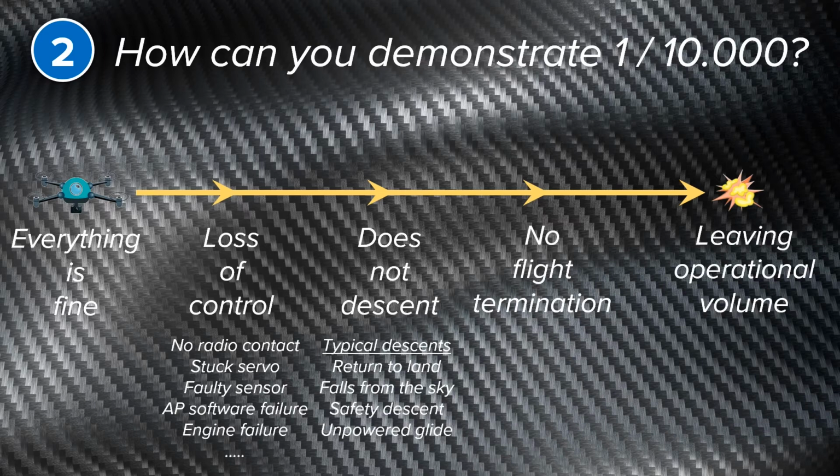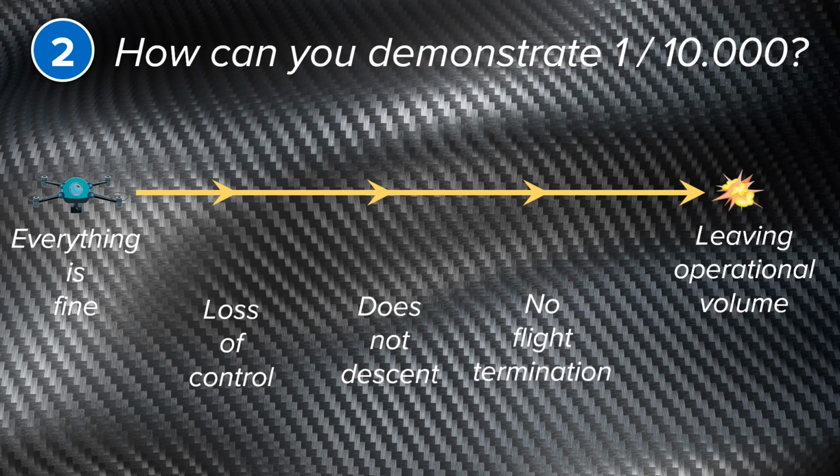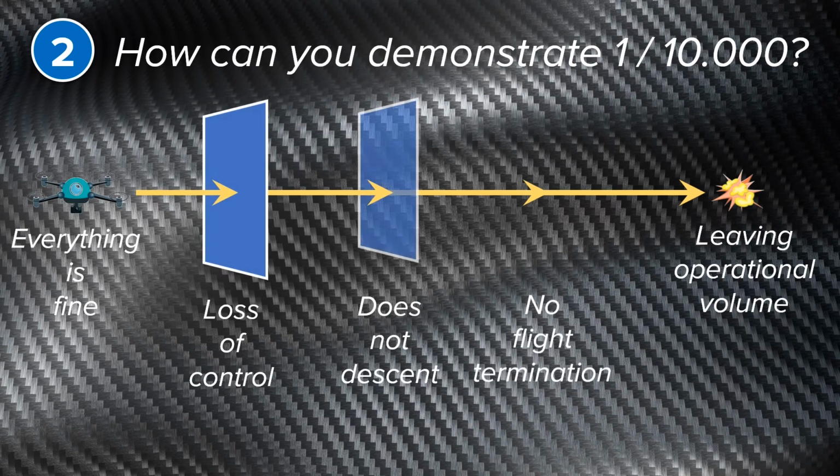Therefore, in order to prevent a flyaway, we want to prevent each of these events. And for each event, we have a barrier, meaning that we have procedures and mechanisms in place to stop these events from happening. For example, for preventing loss of control, we do a check of the aircraft before we fly. To prevent the aircraft from not descending, we activate the return to home functionality. And to ensure that we can terminate the flight, we install and test a flight termination system.